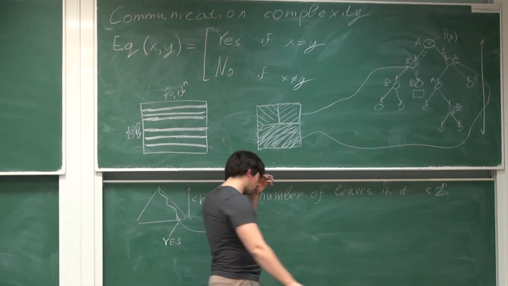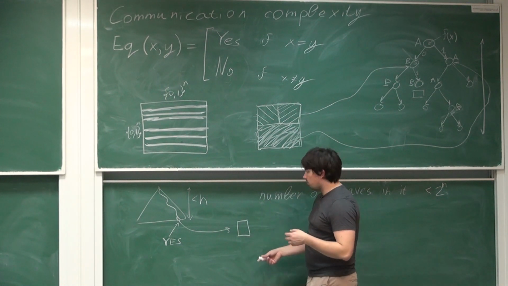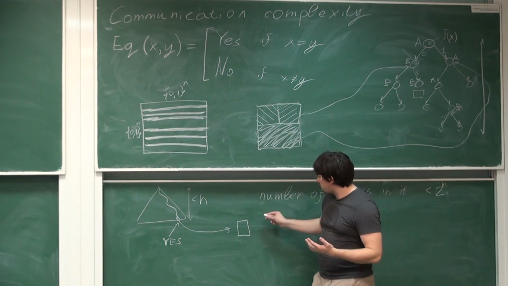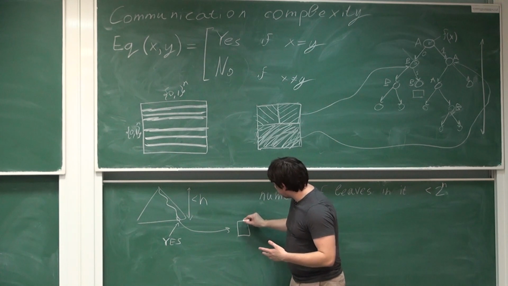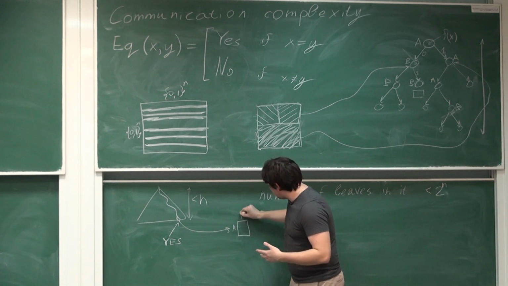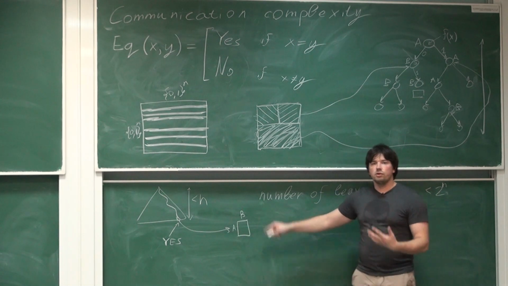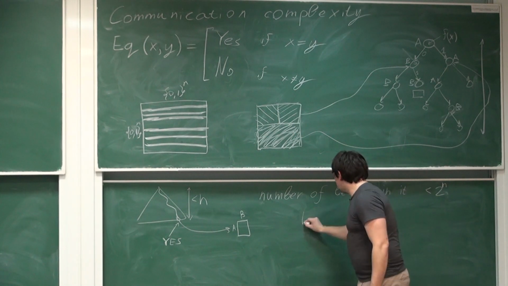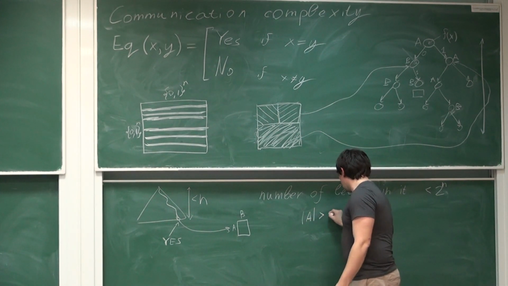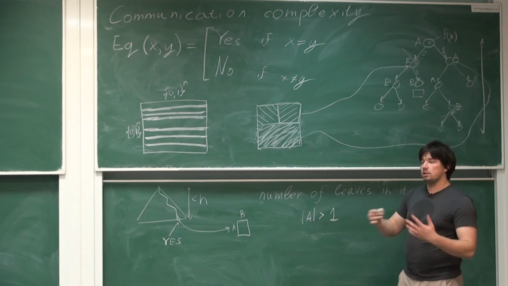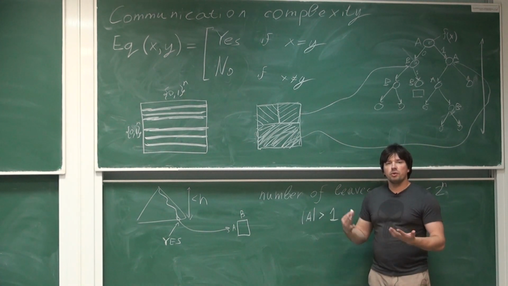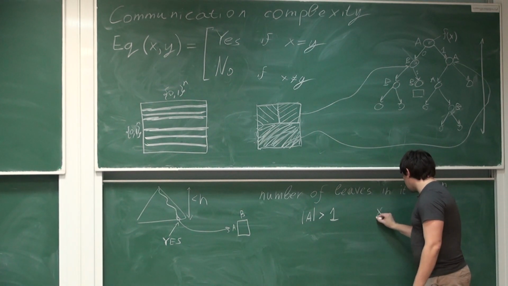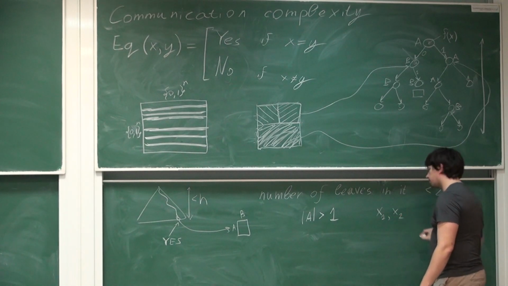Suppose that at least one of them has more than one element. It has a set of rows that we will call A, and a set of columns that we call B. So suppose the size of A is more than 1. So it has more than one row. Then it has two different inputs, x1 and x2, right?